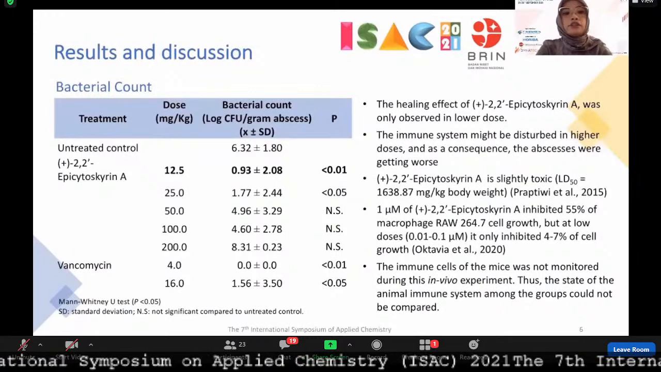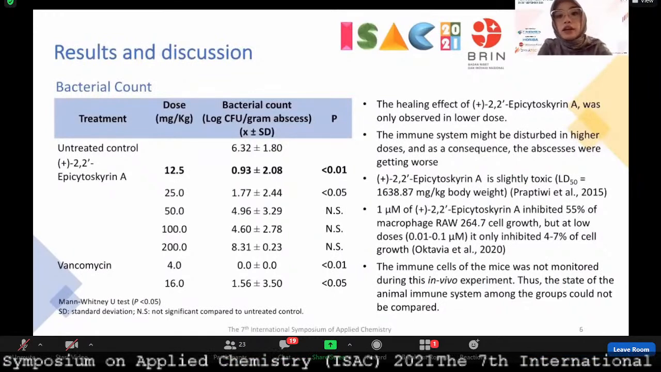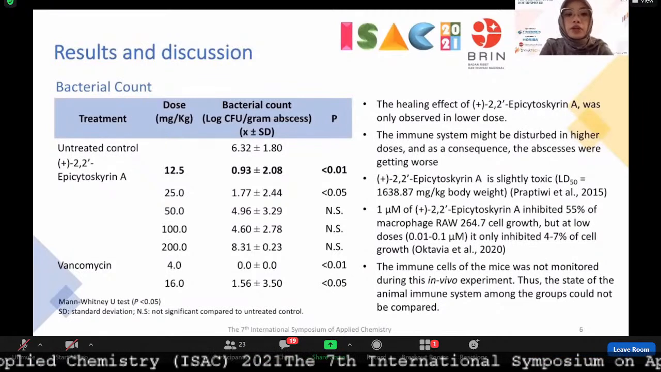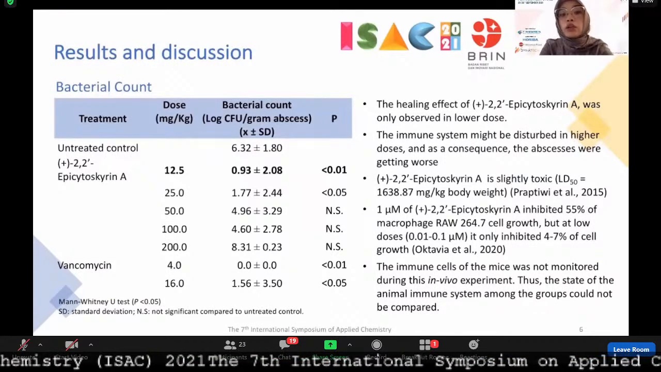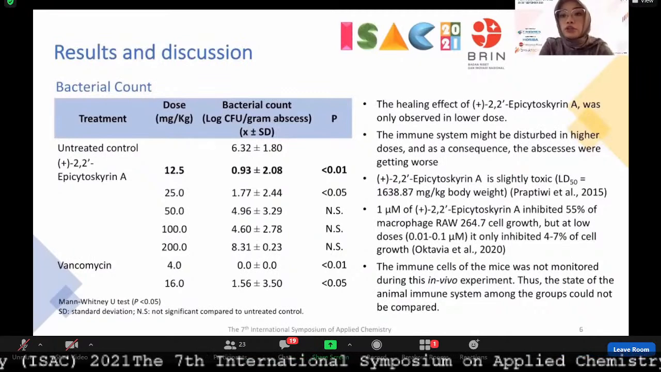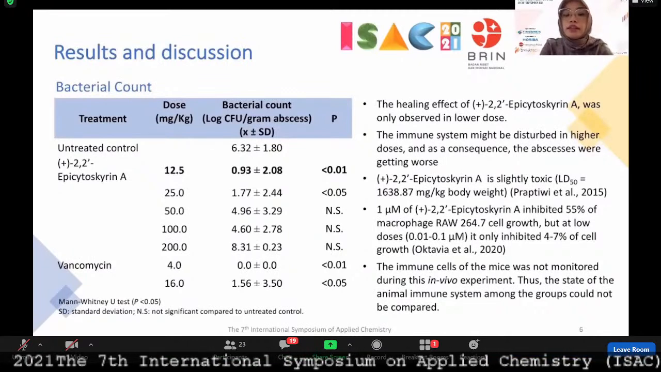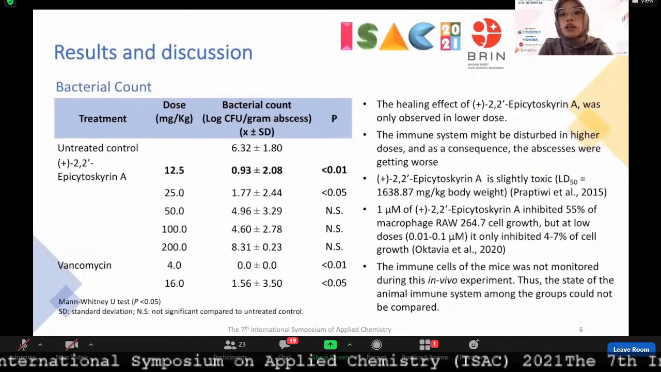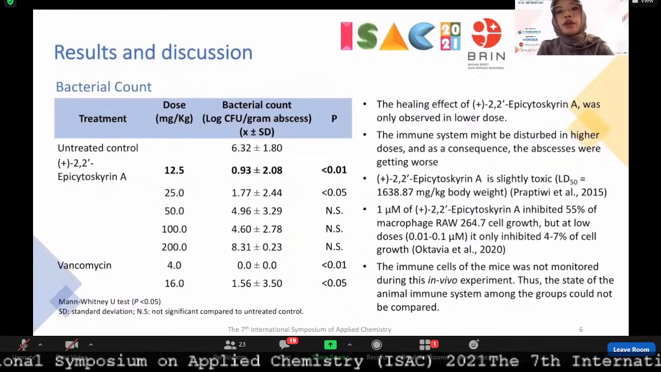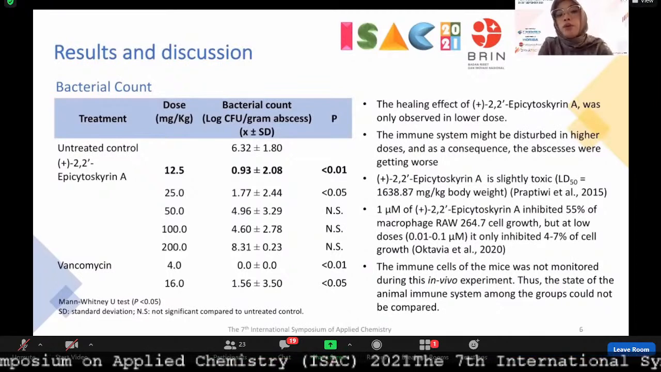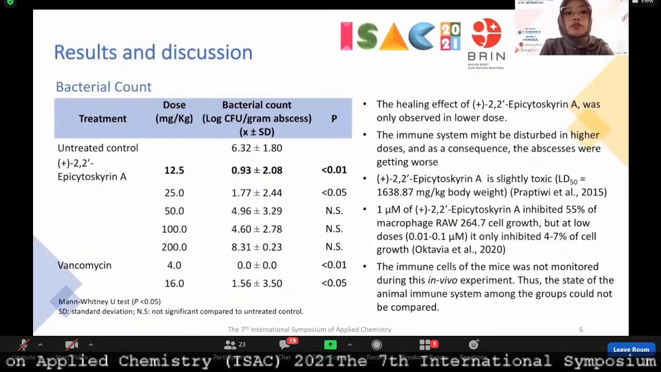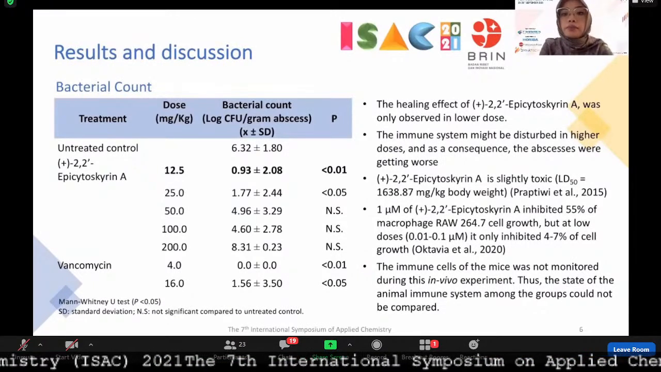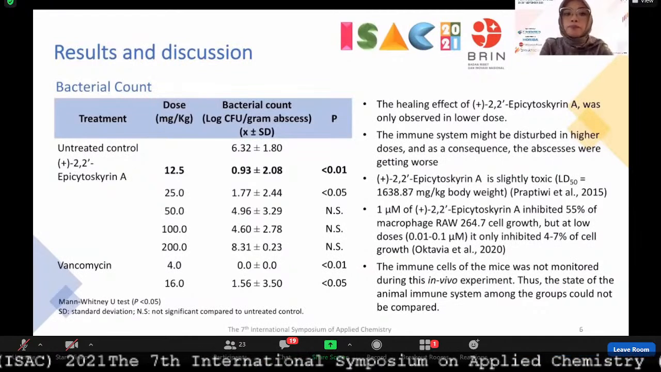And then for the bacterial count, it also showed similar results with the abscess area at the dose of 12.5 milligram per kilogram body weight. The count was significantly lower than the untreated group. So as you can see here, the healing effect of 2,2-epistoschirin A was only observed at lower dose and tended to get worse at higher doses. We assume that this is because the immune system might be disturbed at higher doses, and as a consequence, the abscess area was getting worse.